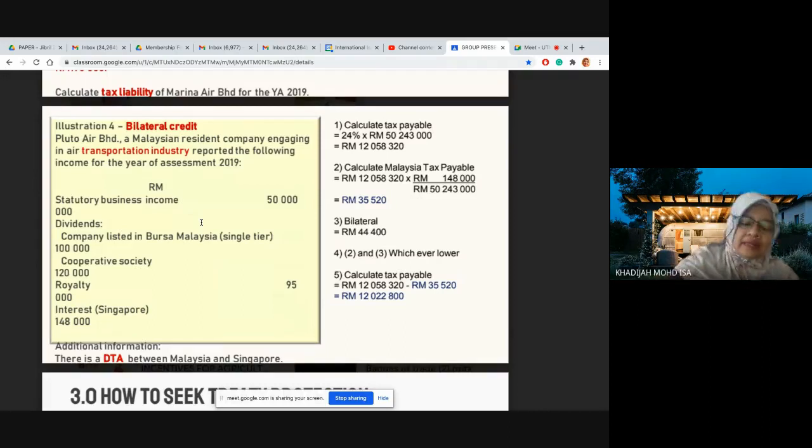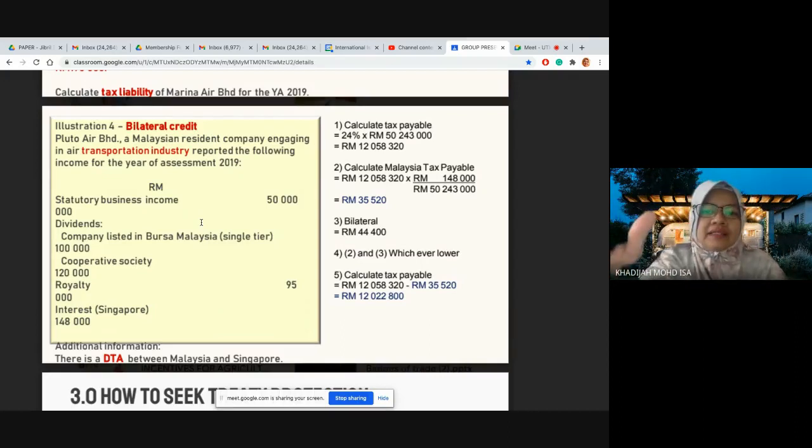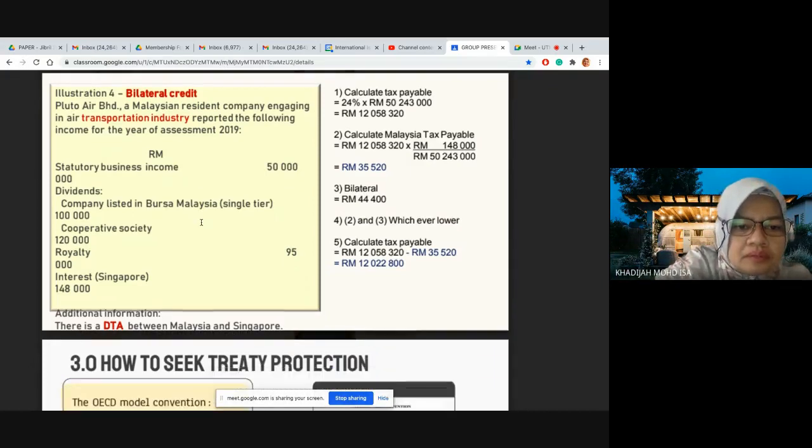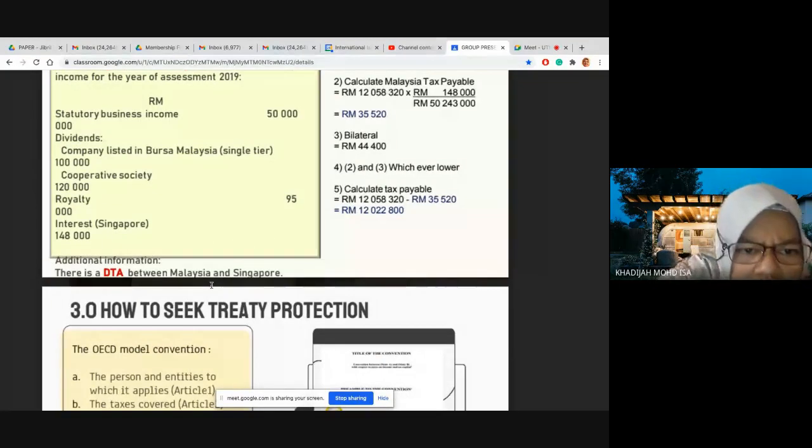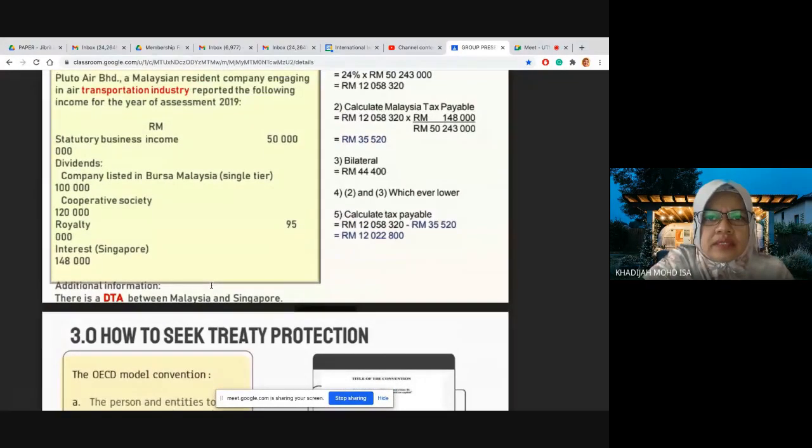Kalau susah nak ingat formula tu lah. Right? It's 35,520. So now bila bilateral you akan compare how much is tax paid in Singapore. There's a DTA. Tax paid in Singapore berapa yang? Mana dapat 44,400? Ada tak nampak ke?